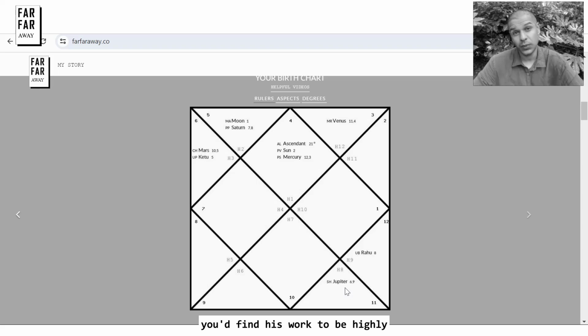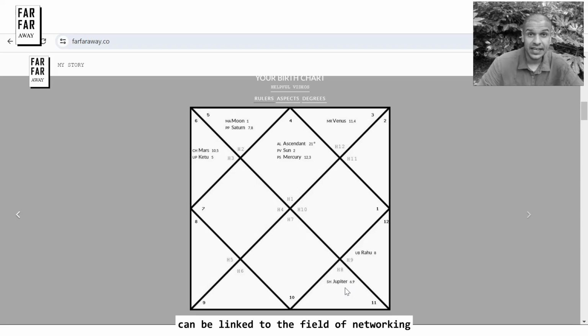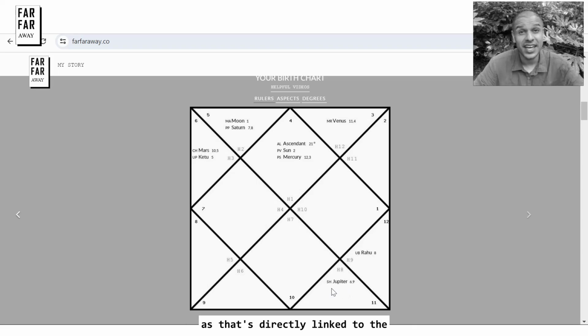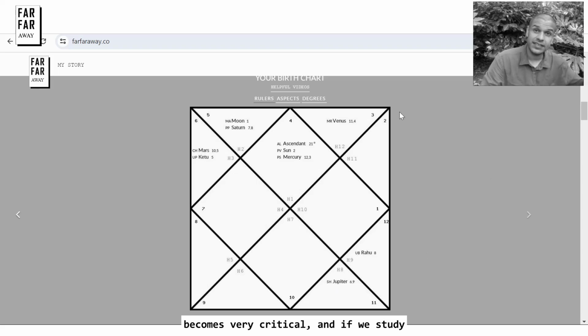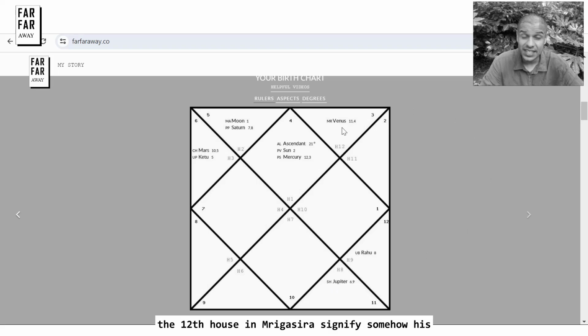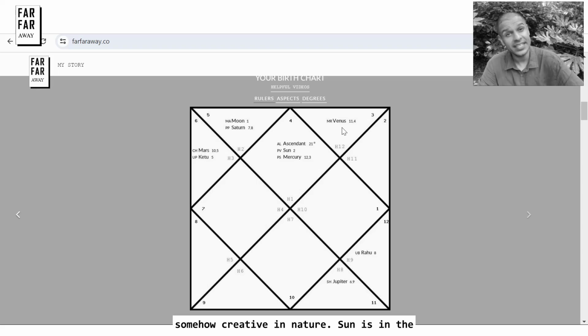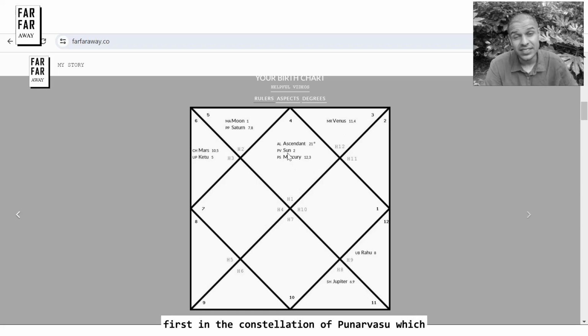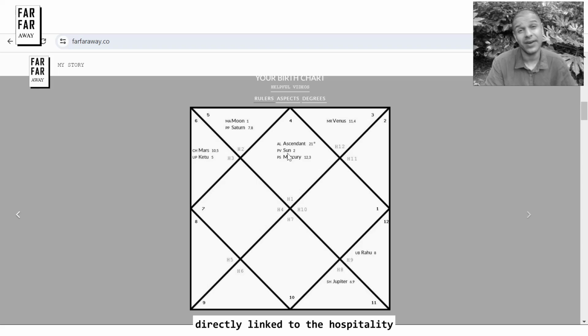If you study the position of Jupiter in his chart in the 8th house in the constellation of Shatabisha, you'd find his work to be highly research-driven, technology-driven, and can be linked to the field of networking, as that's directly linked to the constellation of Shatabisha. This is where your knowledge of the Nakshatra becomes very critical. And if we study the position of Venus, its position in the 12th in Nakshatra signifies somehow his work to be linked to mass media and also somehow creative in nature. Sun is in the 1st in the constellation of Punarvasu, which indicates somehow his work to be directly linked to the hospitality industry.